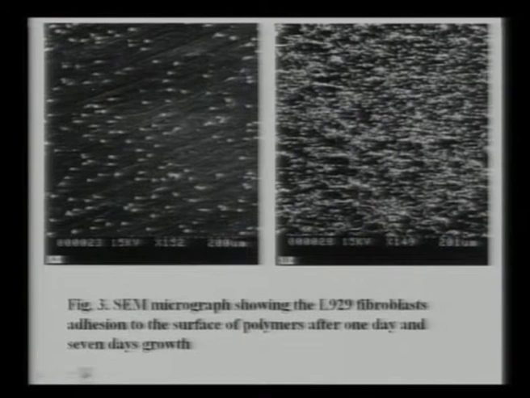Now, cell proliferation or cell growth also takes place over a certain time duration. This particular micrograph tells you what happens after 1 day, and the right-hand side micrograph tells you what happens after 7 days. At the end of 1 day, the L929 fibroblast cells are adhering, but the number is much less. But at 7 days, the cells are adhering and at certain points, cells are forming some cellular network or cellular bridges.